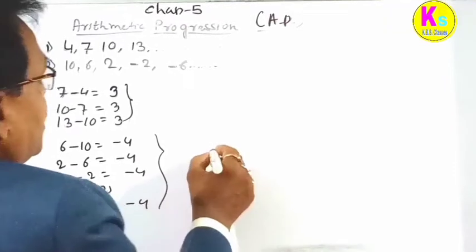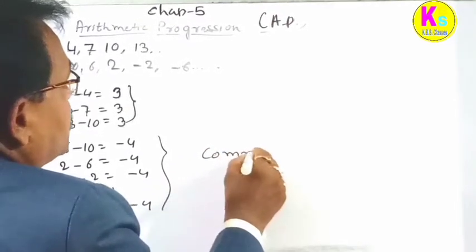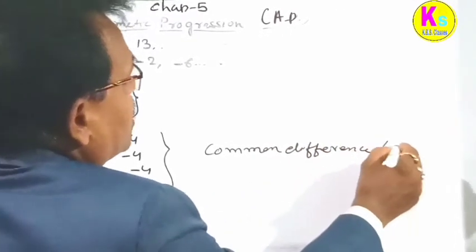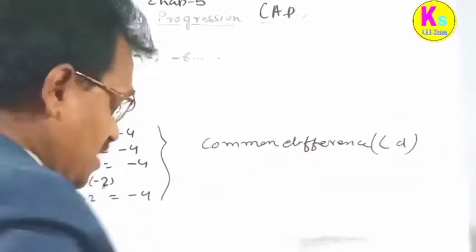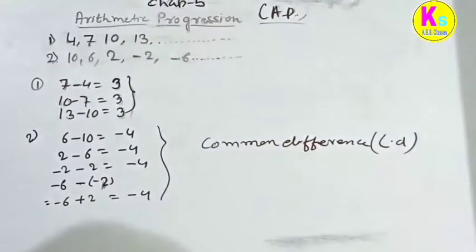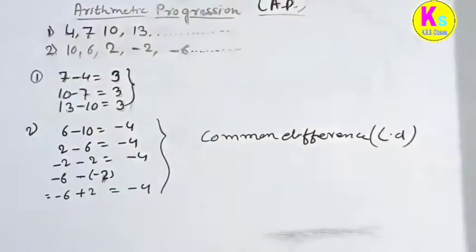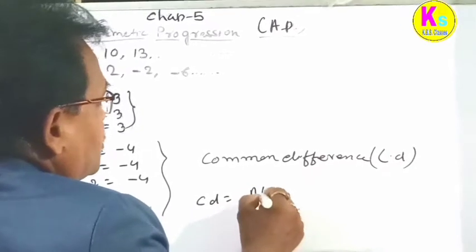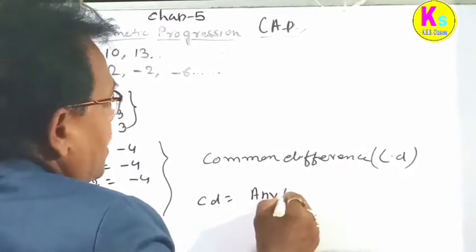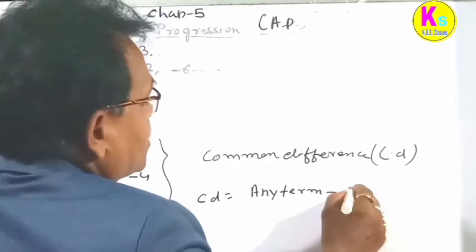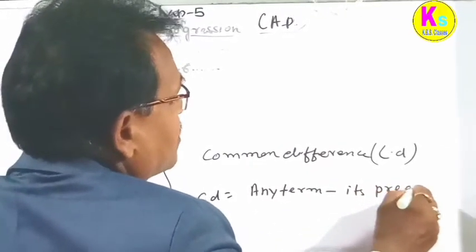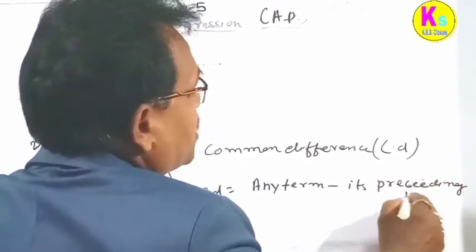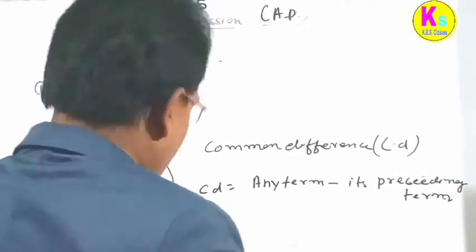This constant number is called the common difference. Common difference, in short we write CD. CD is the common difference. What is common difference? The common difference, that is CD, is equal to any term minus its preceding term. This is the common difference.